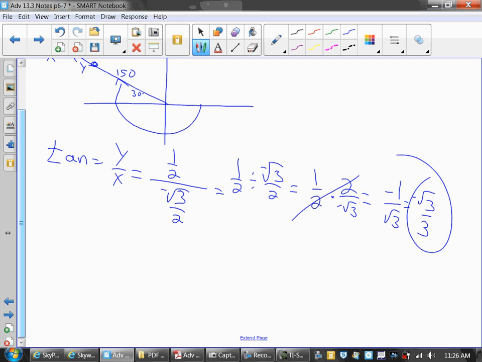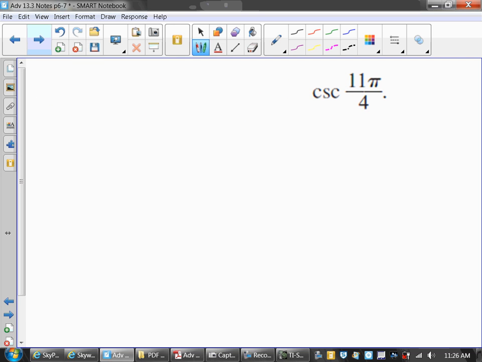Okay, cosecant of 11 pi over 4. Which means we first of all have to figure out where in the world cosecant of 11 pi over 4 is. So we got to figure out what 11 pi over 4 is. 4 goes into 11 how many times? Twice. How much is left over? 3. Okay. So this is the same thing as 2 and 3/4 pi. Do you agree on that?